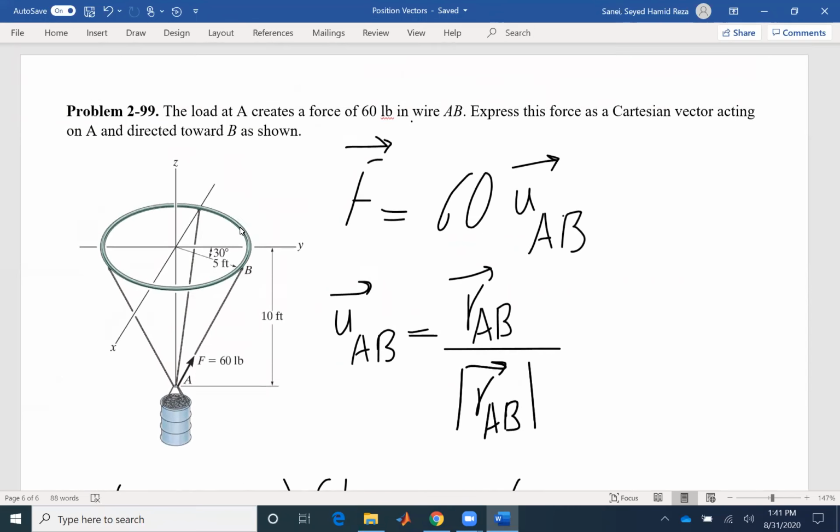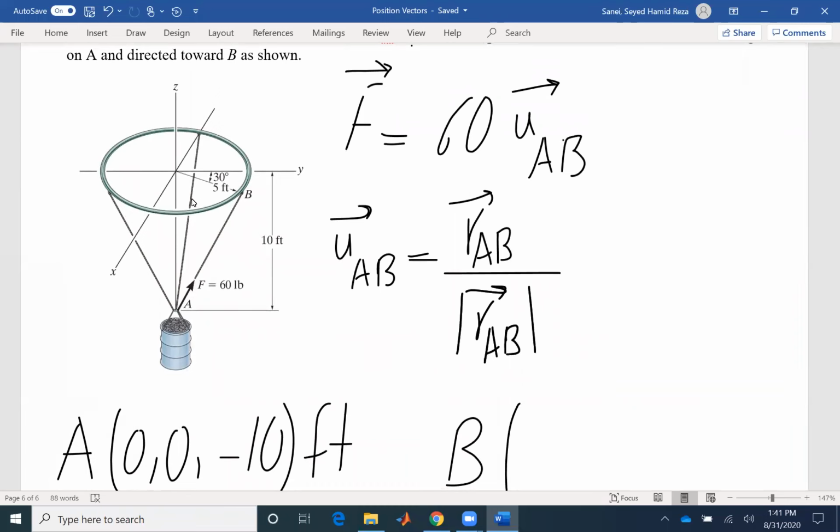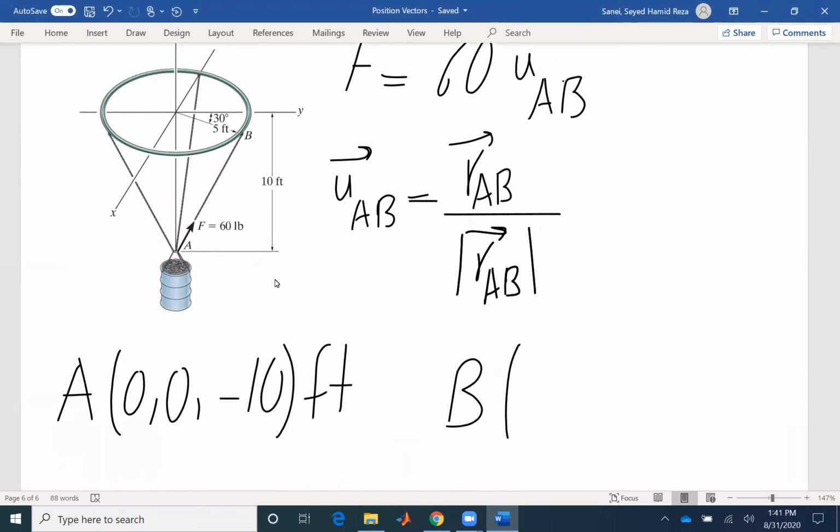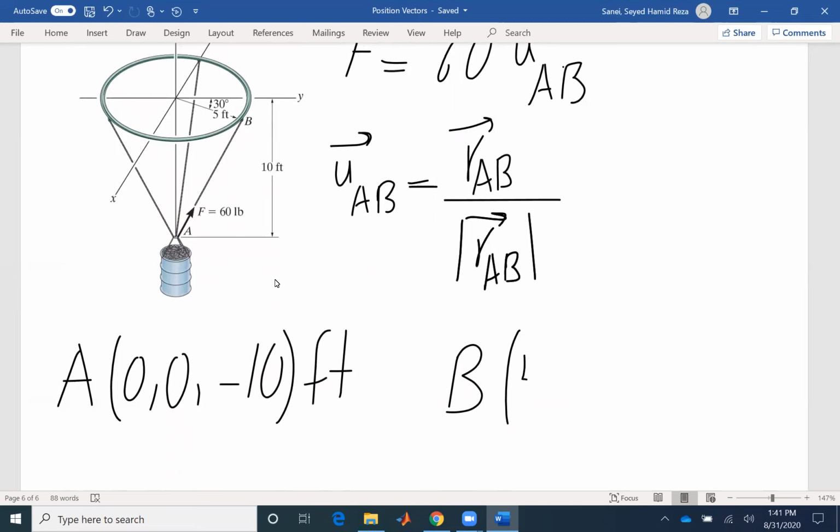B, here the question has not directly given us the coordinate of B. If you look at it, B is on this circular ring, and then we have the radius and the angle. So 5 cosine 30 will give us this position in y, and 5 sine 30 will give us the position in x. And in both cases, it's going to generate a positive value because we are in positive x and positive y. So the coordinate of B would be 5 sine 30, sine 30 would be 0.5, and 5 cosine 30. And because we are on the xy plane, the z component would be 0.